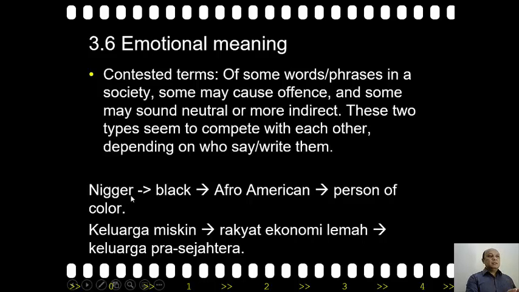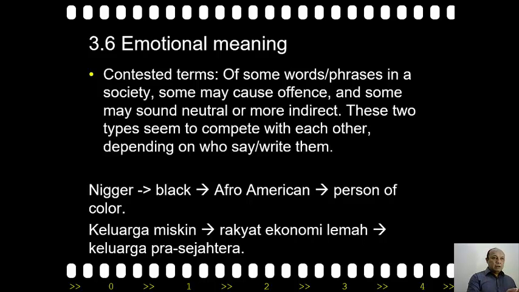But these coexist in society. People who do not like black people would say nigger. But people who sympathize with black people and are not racist would say Afro-American or even person of color. Now, in American society, these terms are competing with each other. That's why they are contested terms.